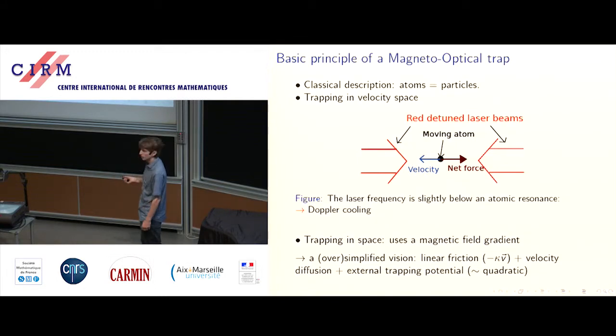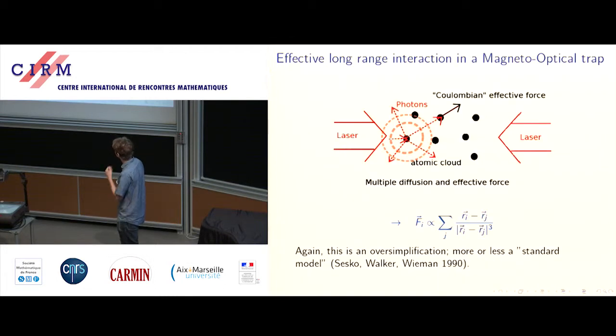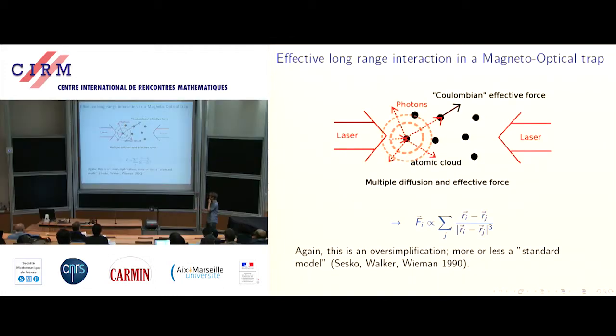But there is this velocity diffusion due to the random emission of photons, and also this external trapping potential. So far, this is just a one atom effect. There's no interaction between the atoms. But actually, there is. And this is the basic principle of the interaction inside the atomic cloud.